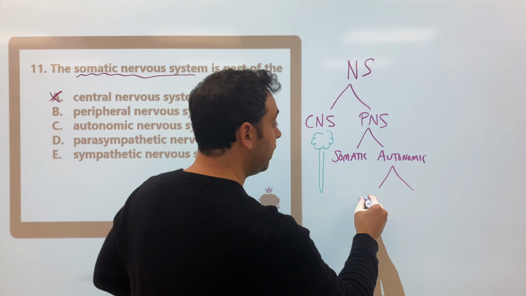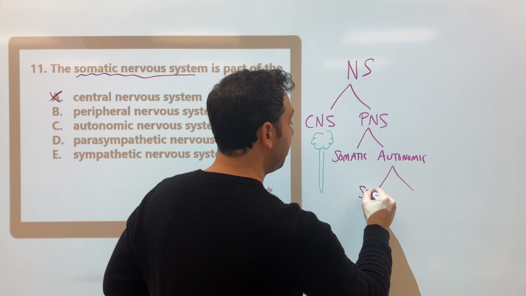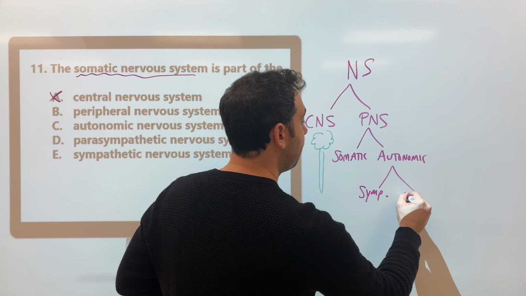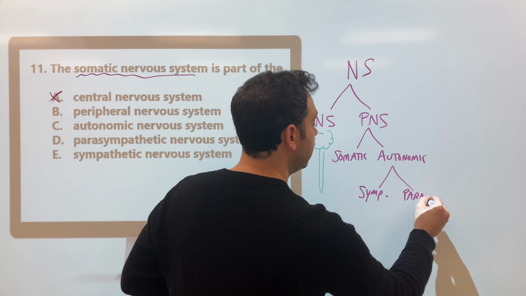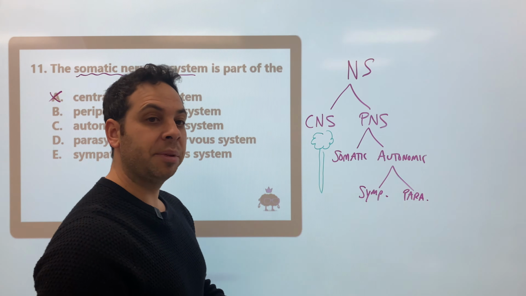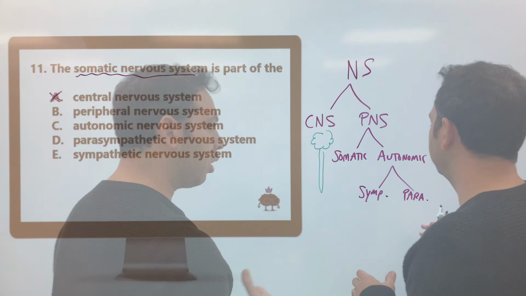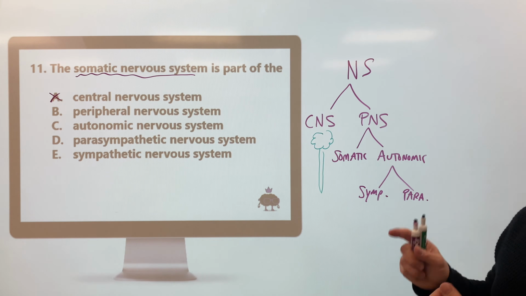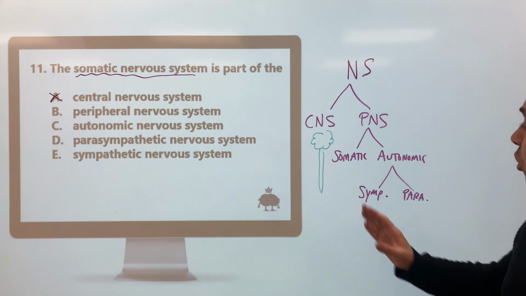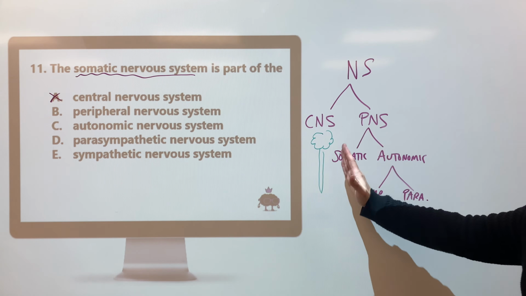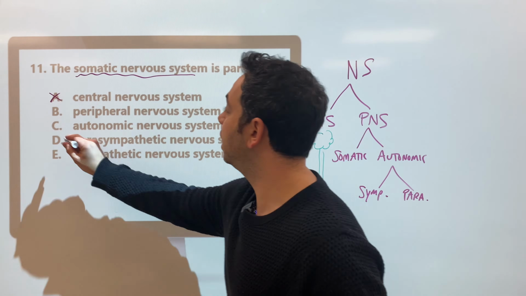Our involuntary things. It is our sympathetic nervous system and our parasympathetic, right? Sympathetic is fight or flight. Parasympathetic calms us down. All right, so let's think about our answers. Let's go to letter C, autonomic nervous system. Well, the somatic is completely opposite, right? One's voluntary, one's involuntary, so that cannot be our answer.